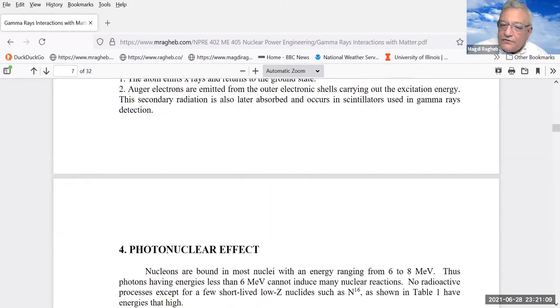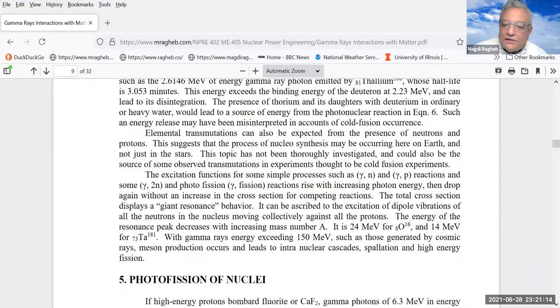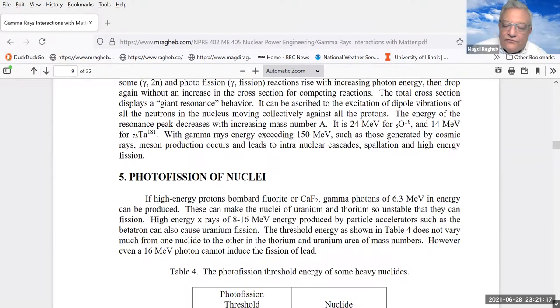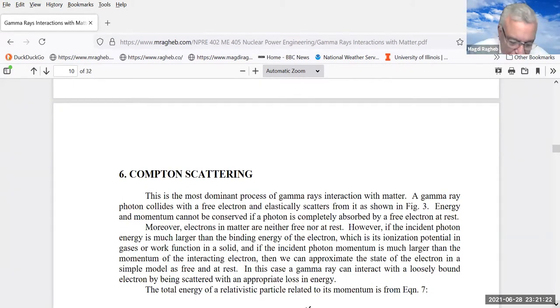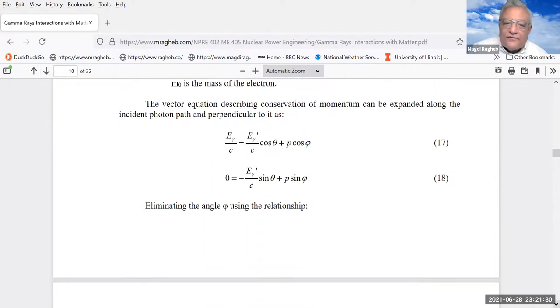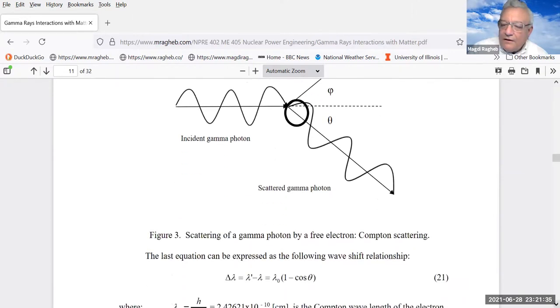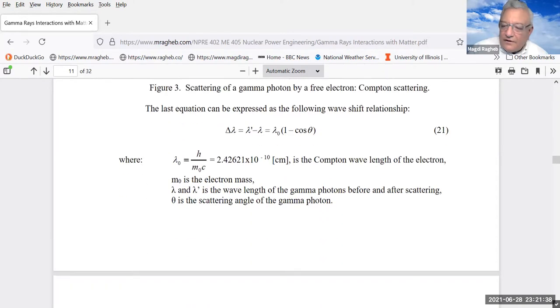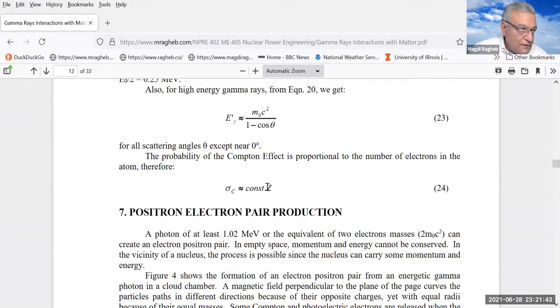So these are four processes now of gamma ray interaction with matter: the photonuclear, the photofission, the photoelectric, as well as the Compton scattering. All right, that's not the only process. Obviously, the Compton scattering, the same as the photoelectric effect, is higher the higher the Z of the isotope of interest.